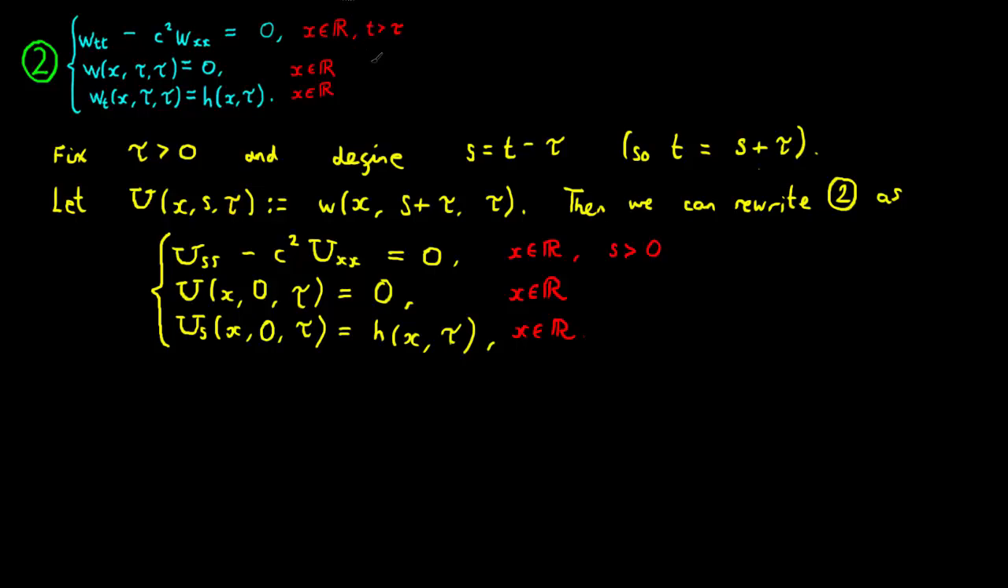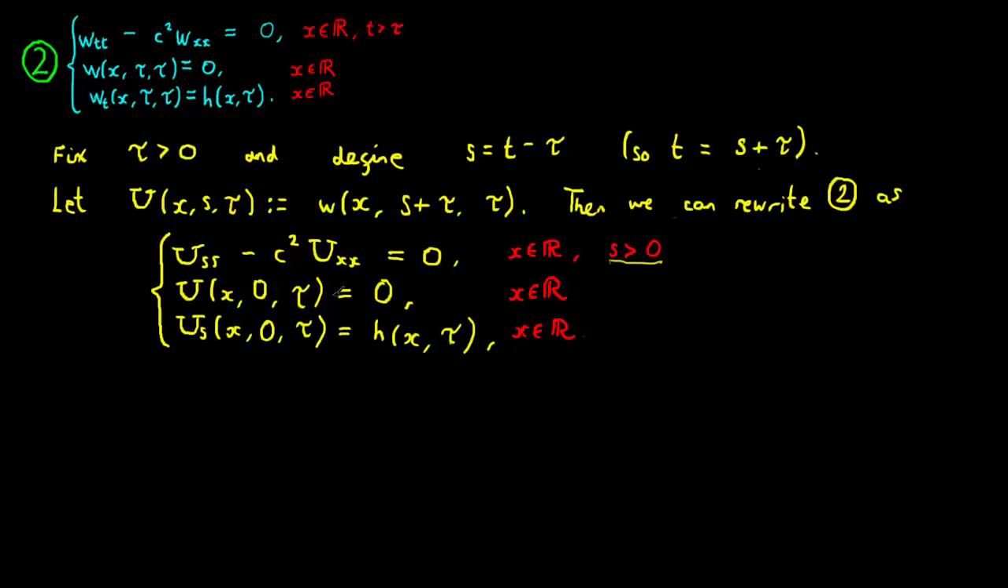But the important thing is that because we've defined s to be t minus tau, whereas we had t greater than tau in the original problem, in problem 2, we've now got s greater than tau minus tau, and tau minus tau is 0, so we've got s greater than 0. And this is good because this is more like what D'Alembert's formula lets us deal with.